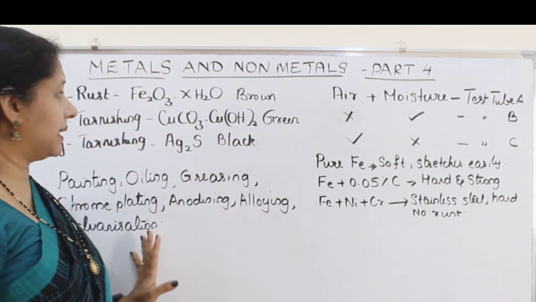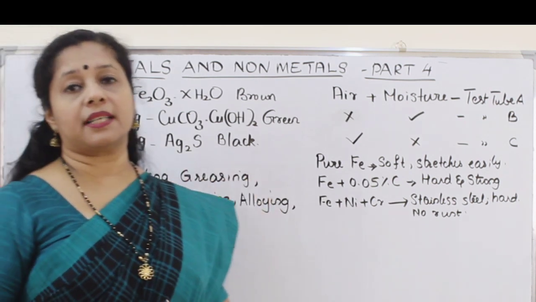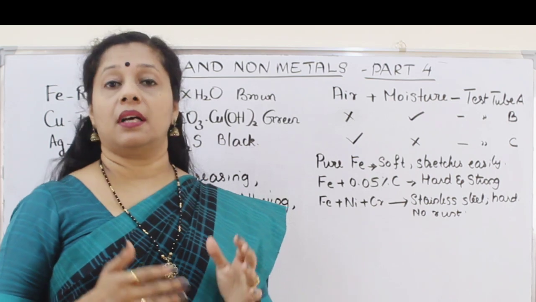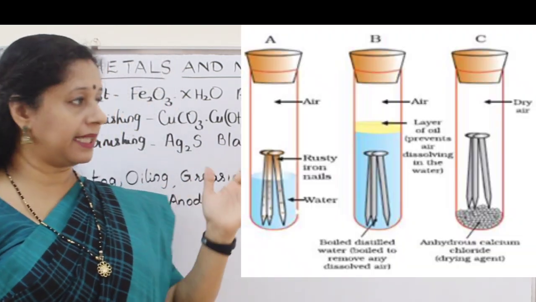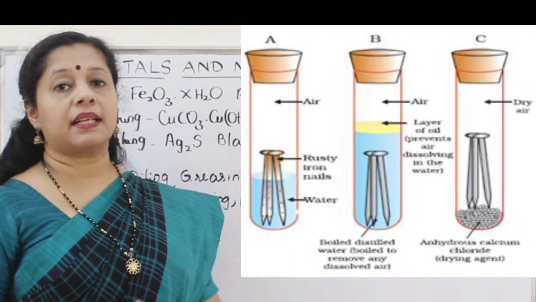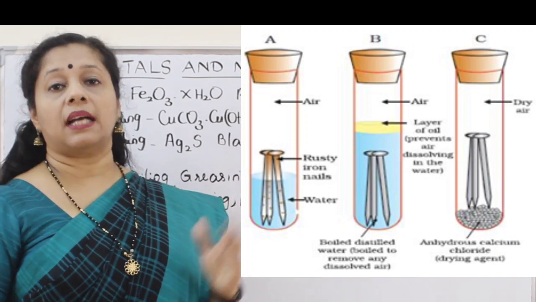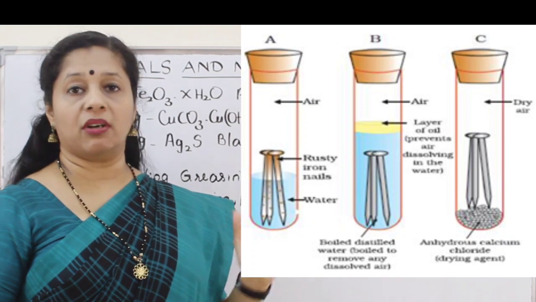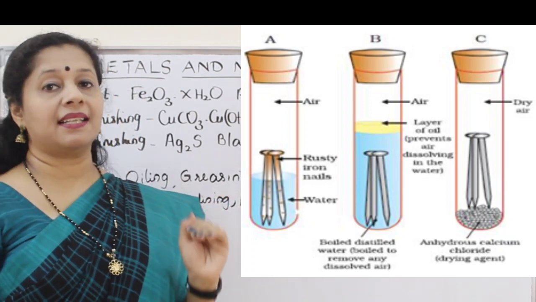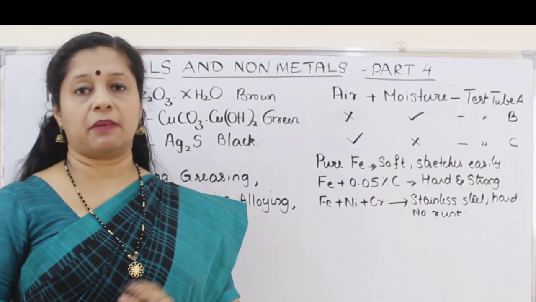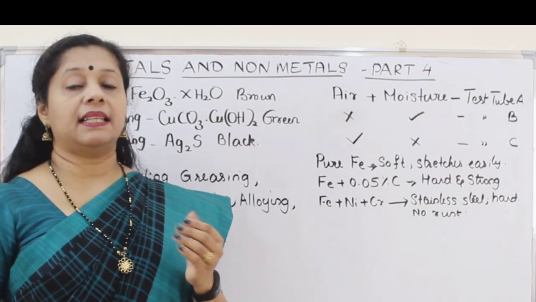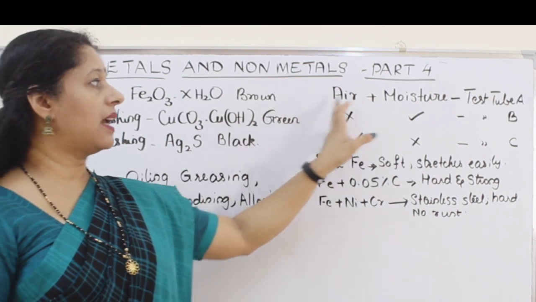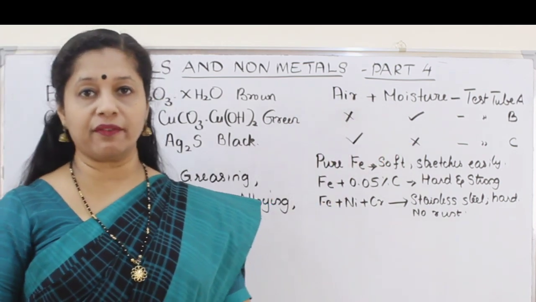Now, these are the methods that we are telling, and in your textbook there is an activity given to prove what factors are needed for corrosion to happen. So there are 3 test tubes. In the first test tube there is water. In that water an iron nail is dipped, and above the water level there is a column of air also. So both oxygen and water are present, moisture is present, and if you consider also, dissolved oxygen is in the water. So since air and moisture are present, there is a chance of corrosion.